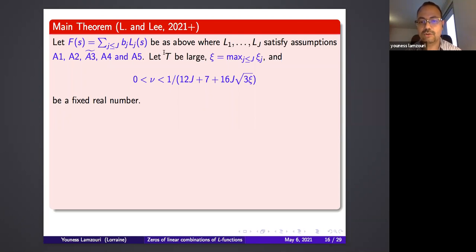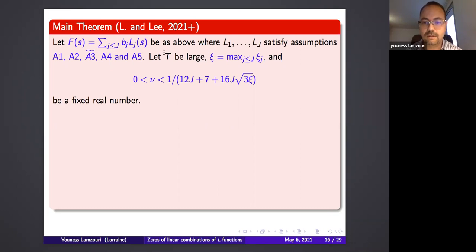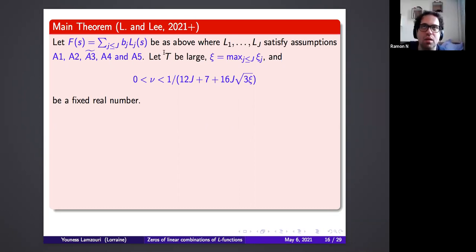As you said, if you want zeros in the region of absolute convergence, then it should probably be true for all linear combinations of L functions in GLM. But can you show, for these L functions, that there are many non-trivial zeros close to the three quarters line, and not just close to the half line? Yes, of course.